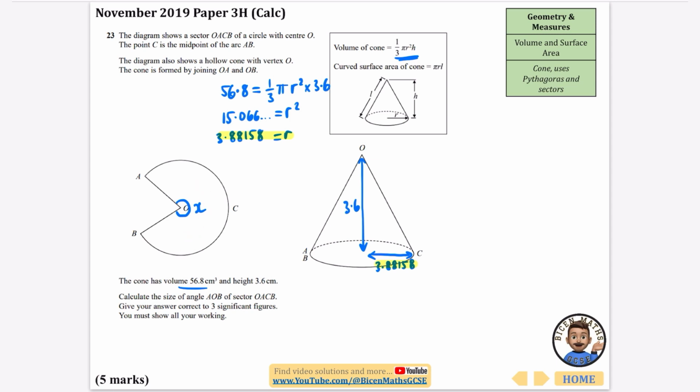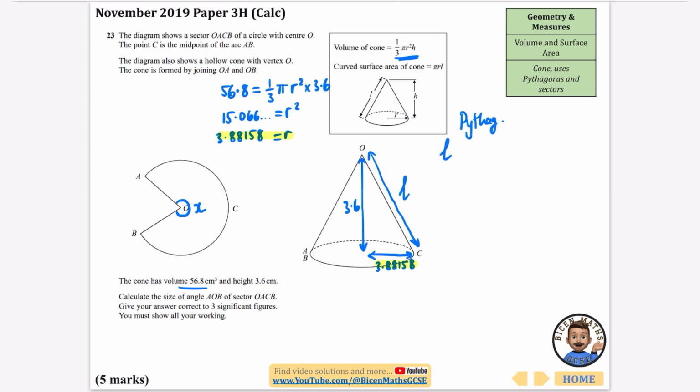But in order to do that, we need to use pi r l. We need r and we need l. In other words, we need this thing, which we don't have. So I'm going to try and find out this part. This is going to be my l. And I'm hoping that you can notice this is going to be a right-angled triangle. So I'm going to use Pythagoras.